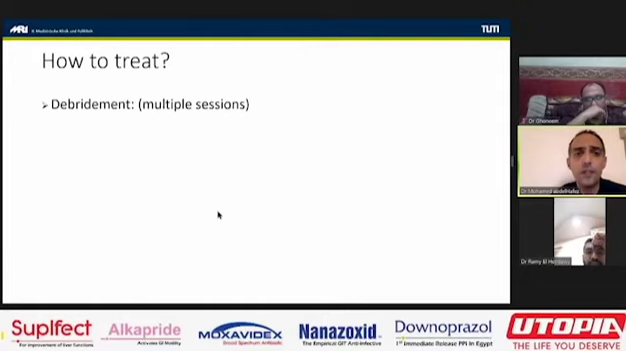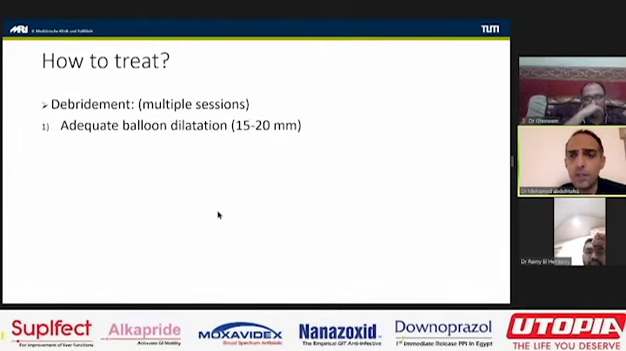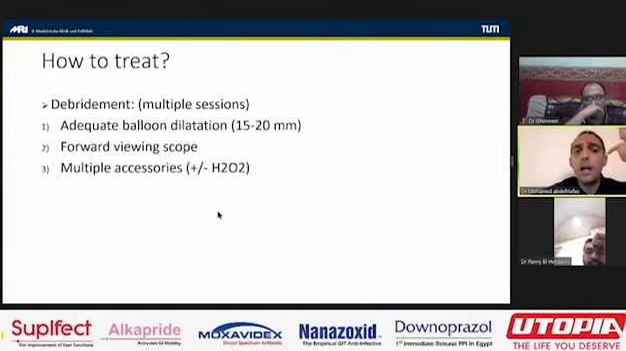If it is with pancreatic necrosis, we have to do debridement, which means we will go a step further. We will do adequate balloon dilatation because we will have to go inside the wall of pancreatic necrosis with our endoscope. So usually I do dilatation between 15 to 20 millimeters for viewing endoscope, and you can use multiple accessories to achieve your necrosectomy. We did a study in Egypt 10 years ago.